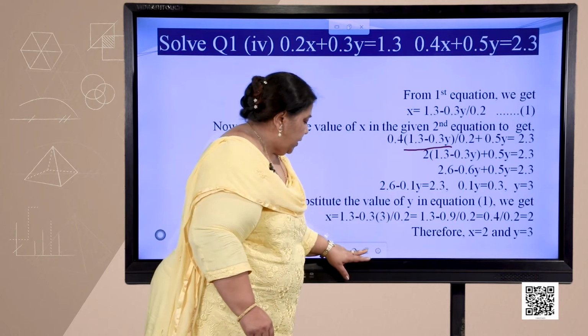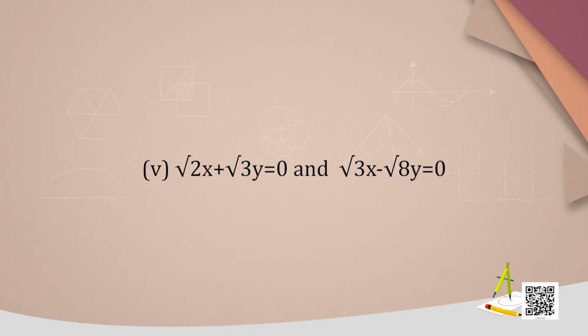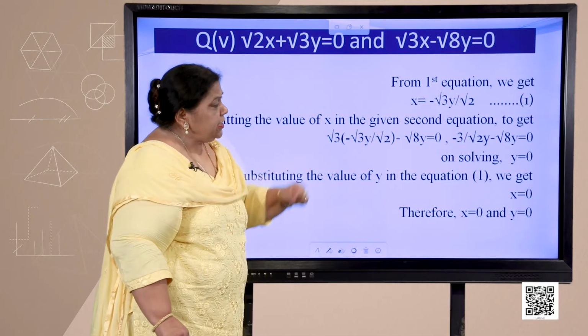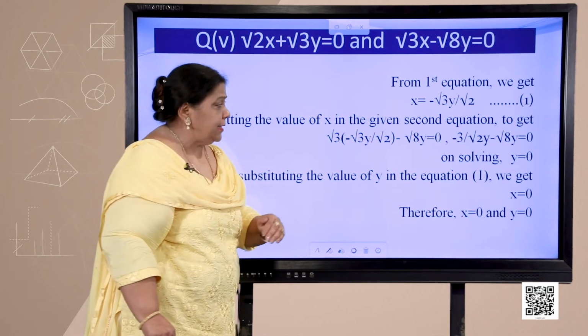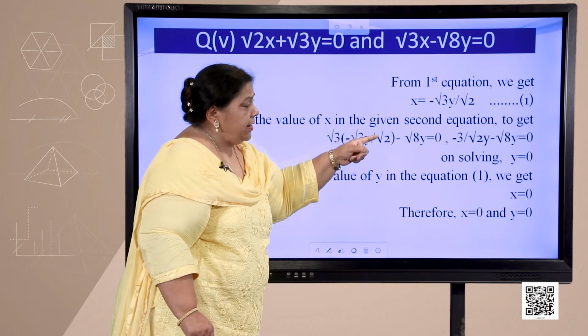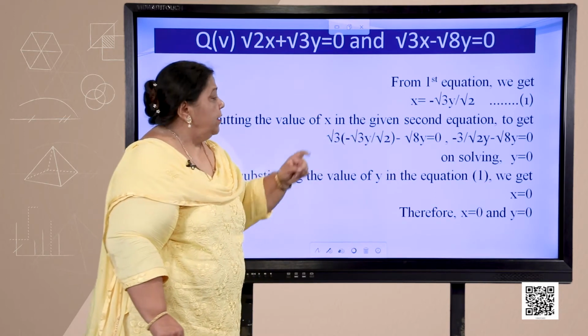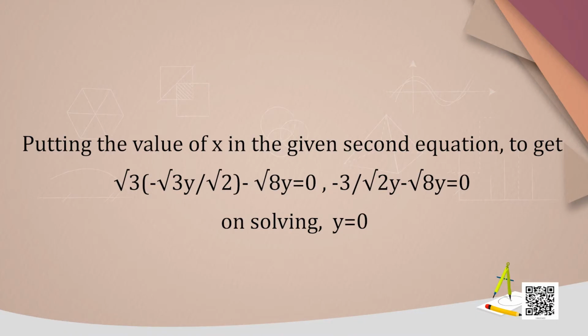Let us look into the next part. Here it is: √2x + √3y = 0 and √3x − √8y = 0. From the first equation we are taking the value of x as −√3y/√2. We will substitute the value of x in the second equation.